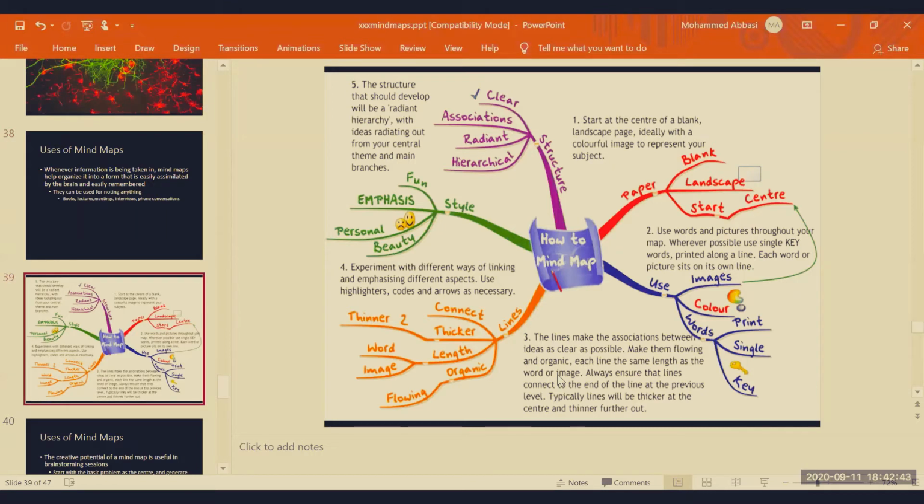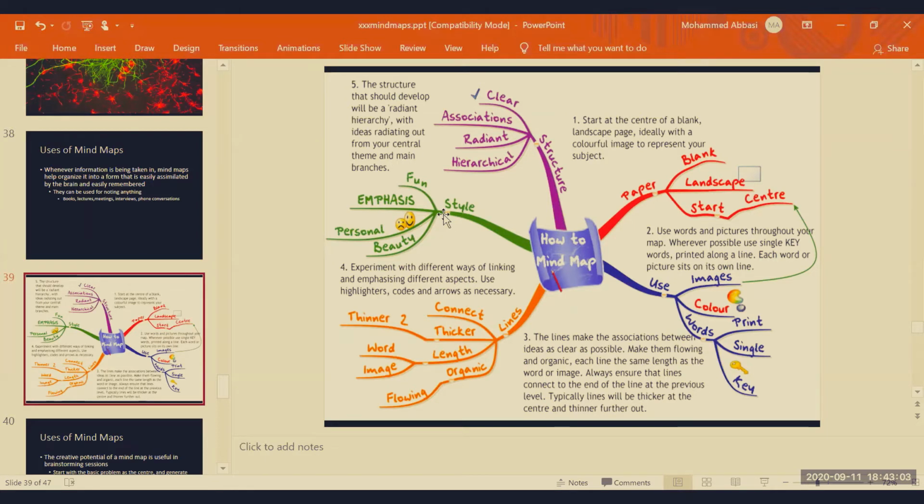Now, how to mind map? Again, you need paper. What do you use? Images, colors, words. You use lines: thicker lines, thinner lines, organic lines, different size lines. You connect different lines as well. You can have different styles. You can have fun, beauty, make it personal.